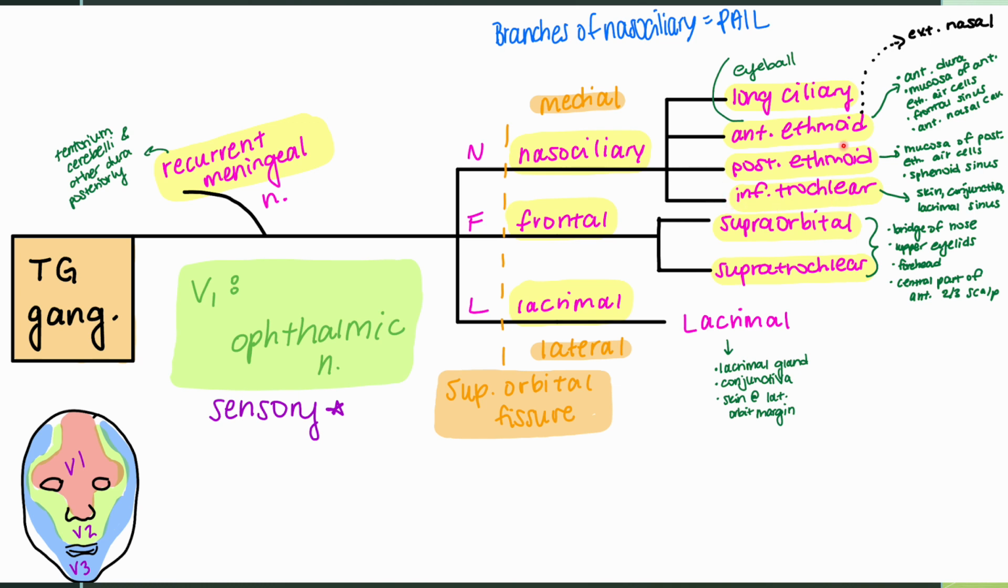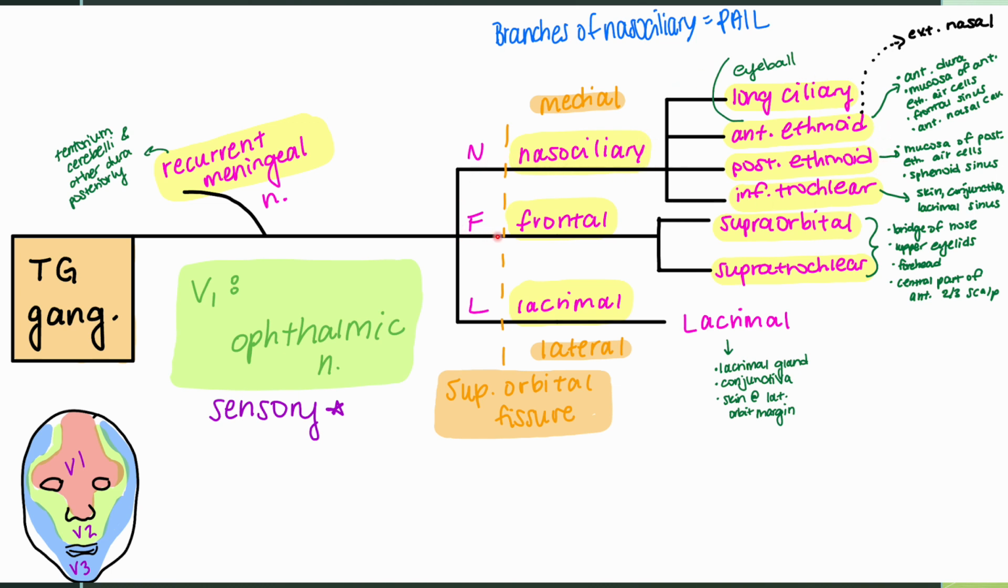The long ciliary is actually to the eyeball. The anterior ethmoid supplies the anterior dura, the mucosa of the anterior ethmoid air cells, the frontal sinus, and the anterior nasal canal or cavity. And then the posterior ethmoid does the mucosa of posterior ethmoid air cells and the sphenoid sinus. Inferior trochlear does the skin and conjunctiva and the lacrimal sinus. So that's what the nasociliary branch goes to, all of that.